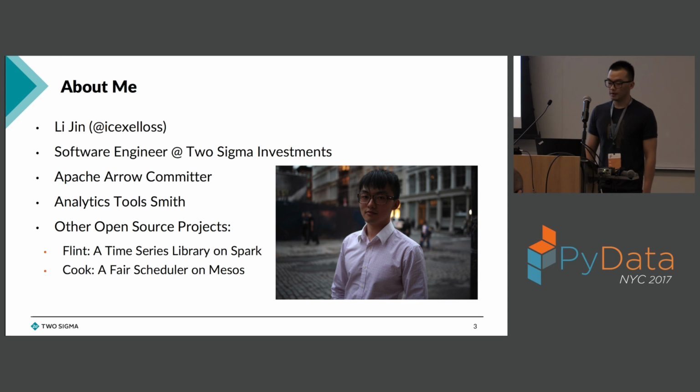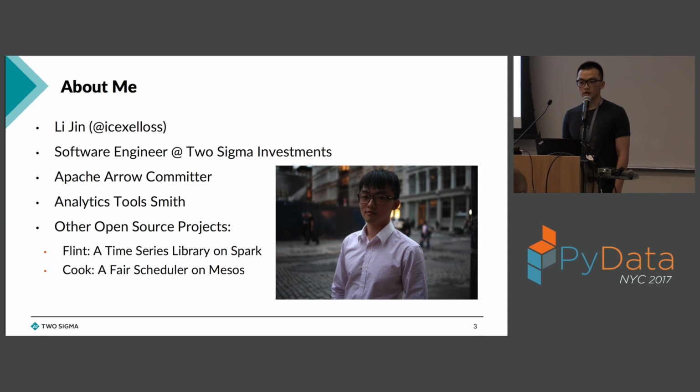So, a little bit about me. I'm a software engineer working at Two Sigma Investments. Two Sigma Investments is a company based in New York. We're a technology company that applies data science in the field of finance, and we love Python. I recently became an Apache Arrow committer, which I will talk a little bit about later.